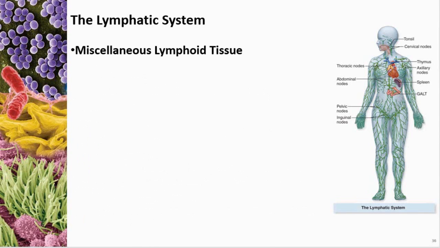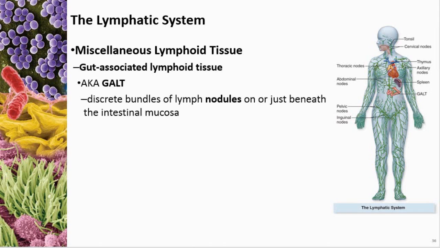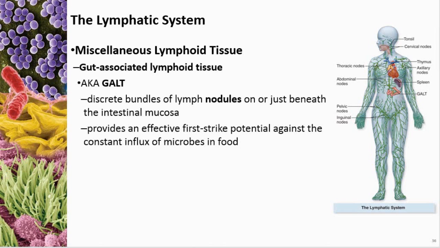Okay, so miscellaneous lymphoid tissue that's not talked about already. One of them is called gut-associated lymphoid tissue, also known as GALT. These are bundles of lymph nodules under the intestinal mucosa. They serve a couple of functions. One is for immunity, but the other one is just to help drain the fatty acids from the food that we eat. But it is a competent first strike, or first line of defense, against the influx of microbes that are in the food that we eat.